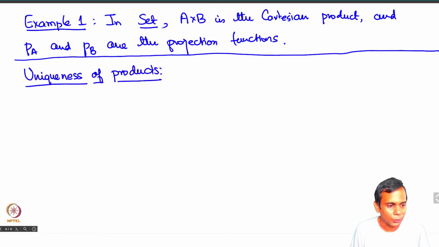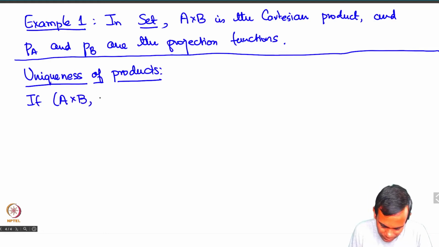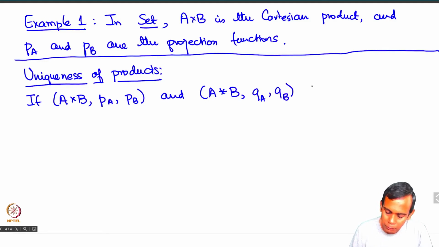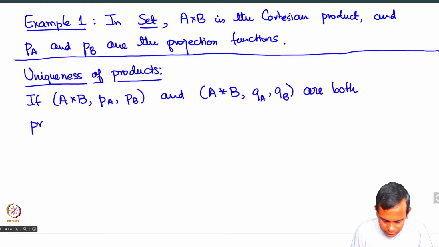So the statement is the following. If we have two different products, so A cross B, remember product comes with these projection maps, PA comma PB, and let's say we have another notion of product, A star B. So this is a different object in the category possibly, and we have maybe projection maps which I'll call QA comma QB, are both products in a category C of the objects A and B.